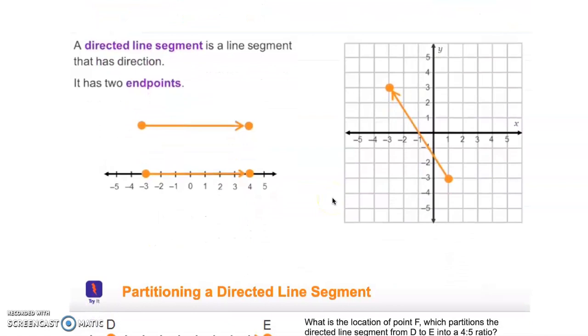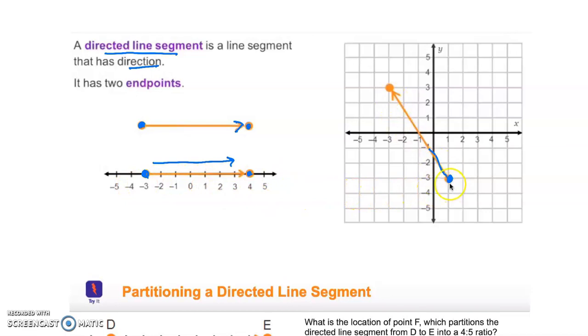The other concept we need to understand is that a directed line segment is a line segment that has direction. That means it matters where you start and which direction it's going. It has two endpoints, but this arrow shows us the direction. In this case, it's one-dimensional, going on a number line from -3 to 4. Our endpoints are -3 and 4, going in the positive direction, from negative to positive.